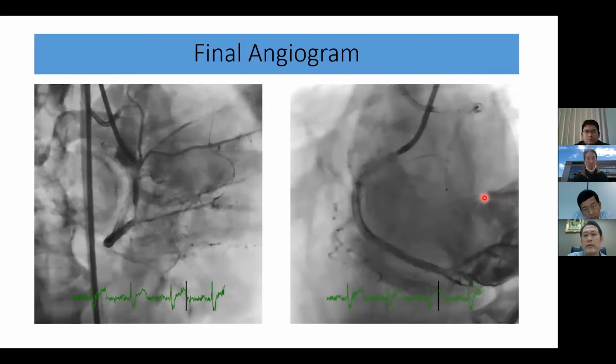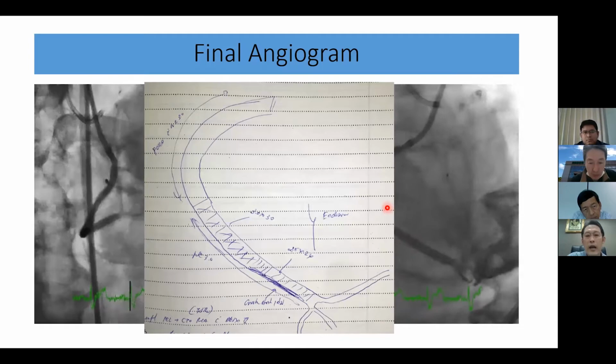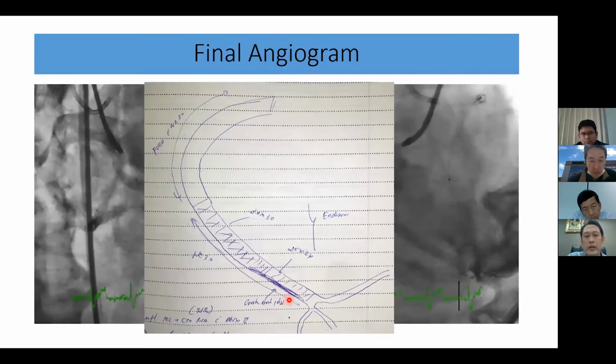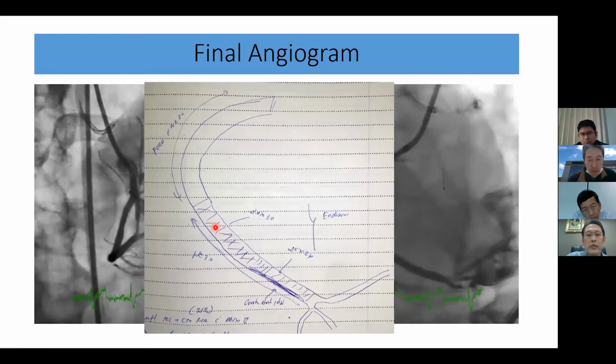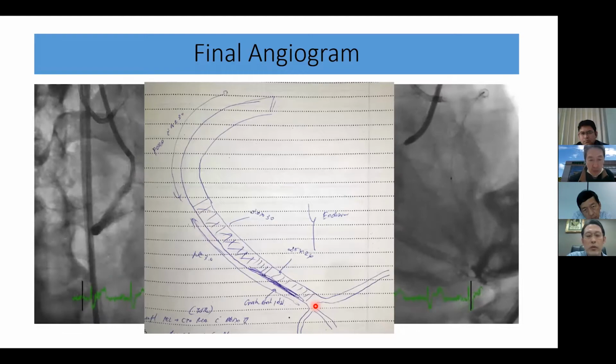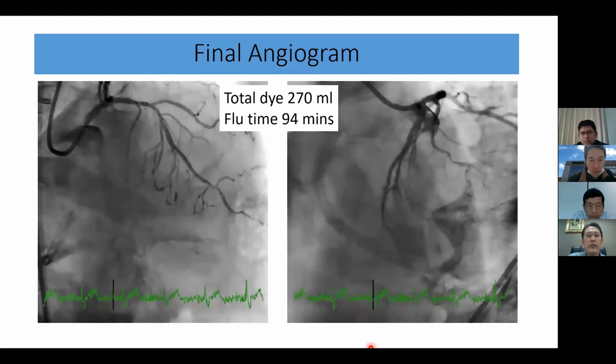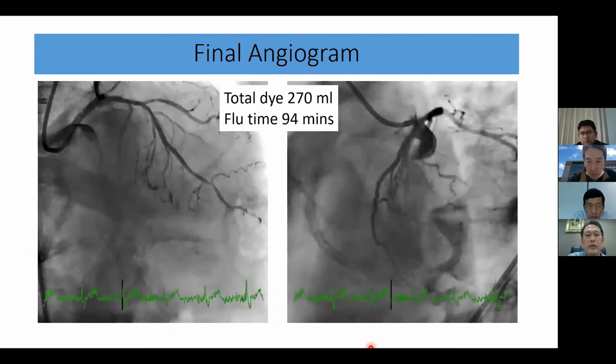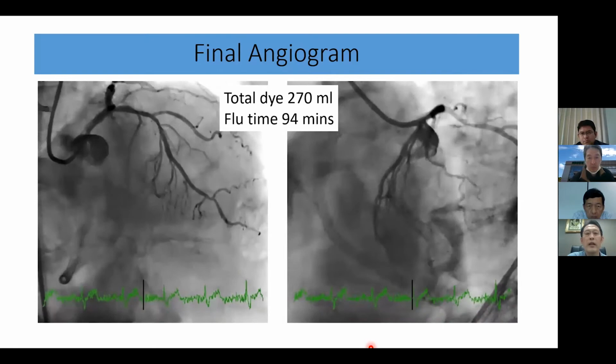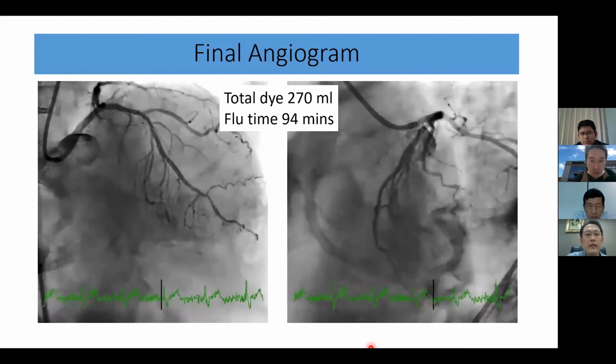So in the conclusion, I used two drug-eluting stents and crushed the previous stent at the distal portion here, and pressed the new stent up to the mid portion of RCA, using an NC balloon 3.0 for post-dilatation. And check with the left side. The collateral is becoming less and less, just only faint collateral to the PDA. And total dye is about 270, and fluoroscopy time is 94 minutes.